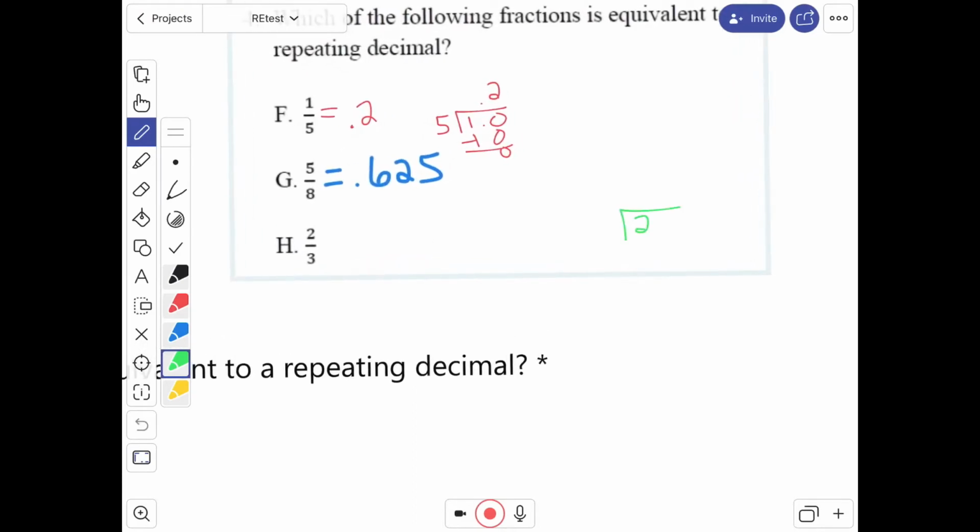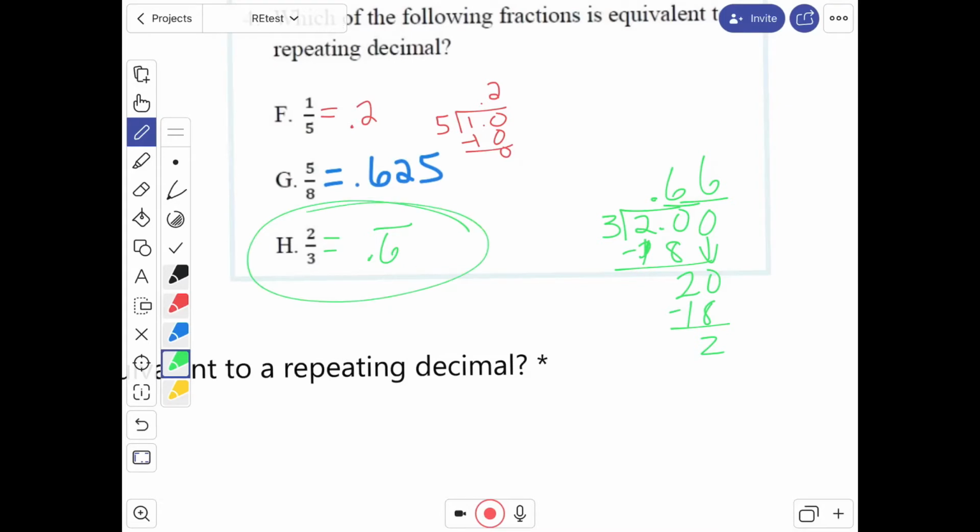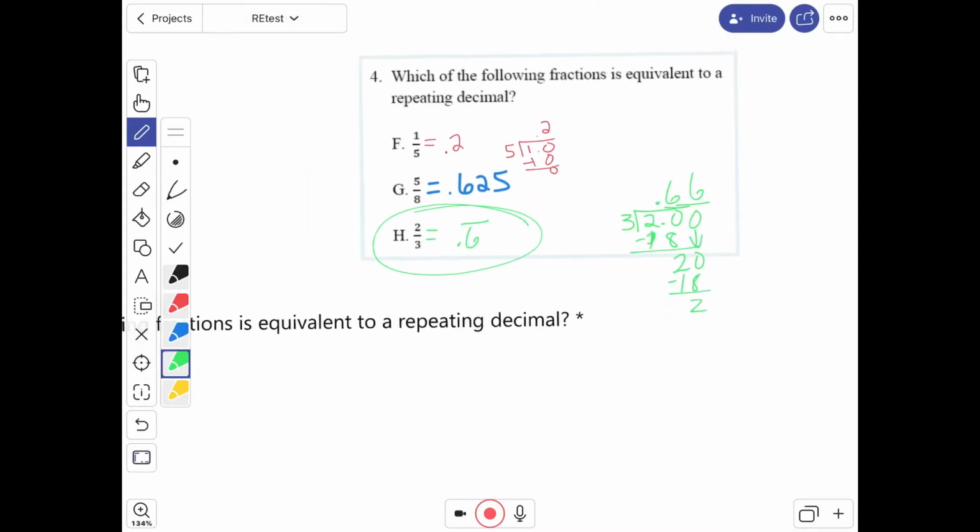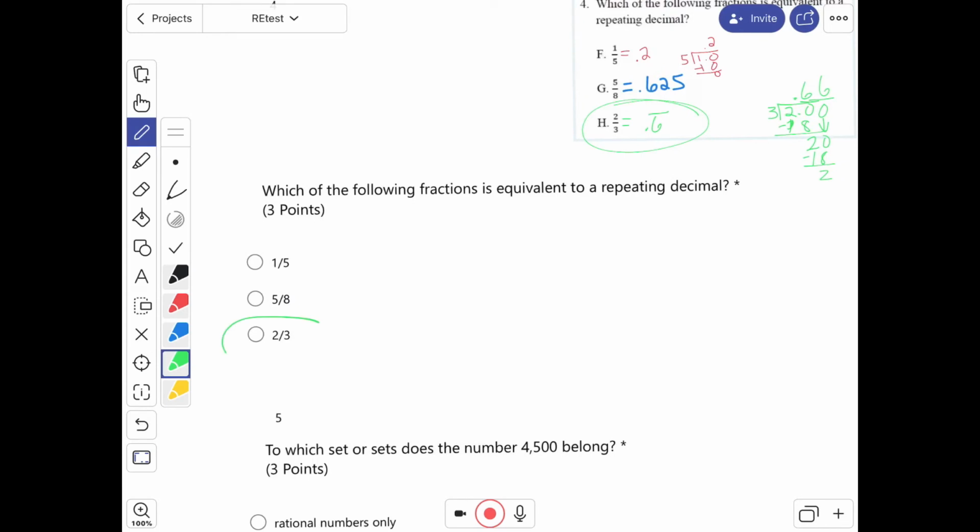Now I just need to figure out 2/3. Remember, the top number goes in the house. 3 goes into 20 6 times, which is 18. 2 left over. 3 goes into 20 6 times with 2 left over. It's repeating, so this is 0.6 repeating. That means it has to be 2/3 that is the repeating decimal.